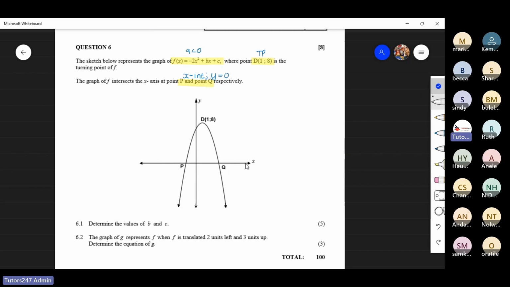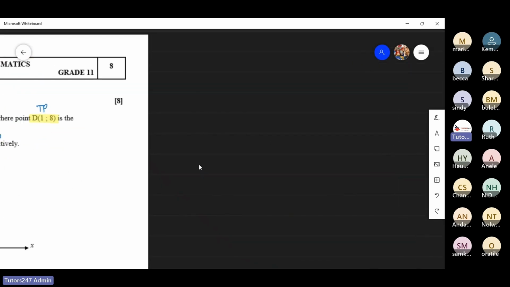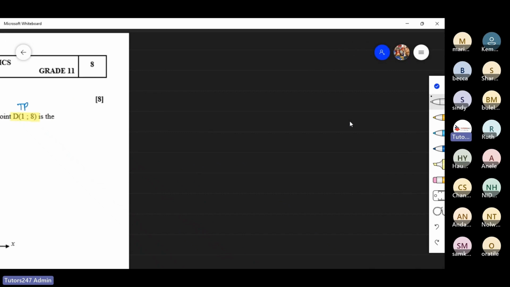Now, because we are dealing with a parabolic function, there are two methods that we can use to calculate the function or the equation of a function. So let us go through those two methods quickly, and then we can see which method's going to apply in order for us to answer this question. Now, the first method that we are going to have a look at is our turning point form, which is y equals a into x minus p squared plus q. Now, this is known as our turning point form of a parabolic function.